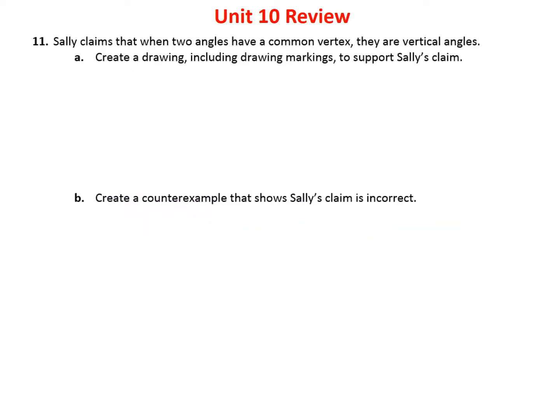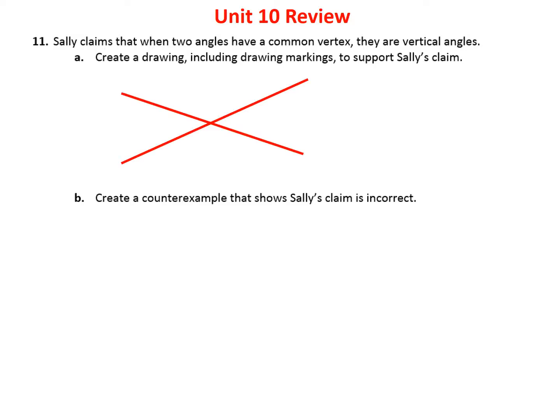Problem 11 asks us this question. Sally claims that when 2 angles have a common vertex, in other words, the point they have is the same, that they are vertical angles. And it wants us to do 2 things. First, create a drawing, including markings, to support her claim, and then create a counterexample.